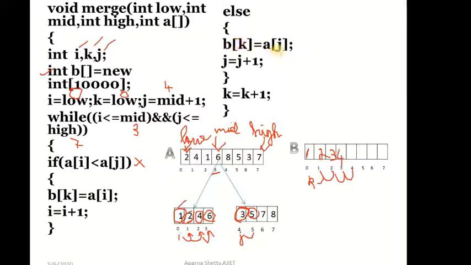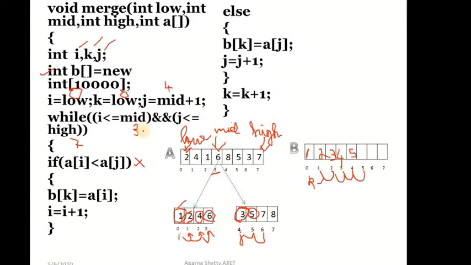Now B of k will be equal to A of j. What is there in A of j? 5 is there. So B of k will be A of j, that is 5. Right? After that you increment j, j becomes 6. As well as after you come out of the else part, you increment k, k becomes 5. Right? Okay. So repeat with the next iteration of the while loop.